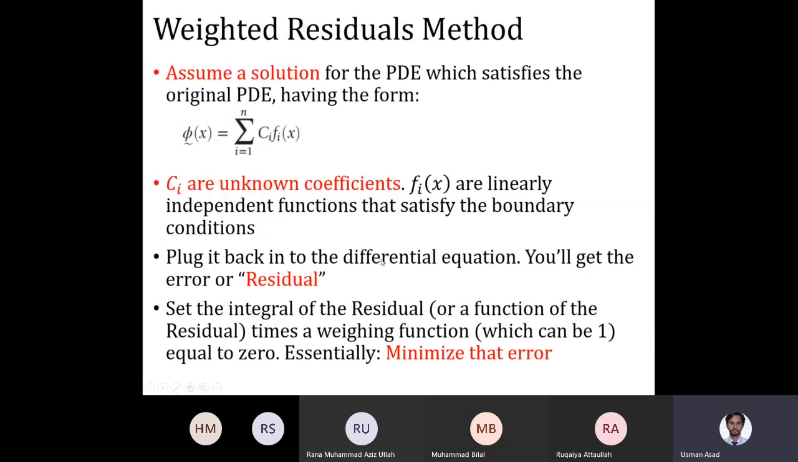Okay? So when you plug it back into the differential equation, you'll get the error, which is going to be called the residual. उसके बाद हमने कुछ तरीके करने हैं, काफी सारे तरीके available हैं. We are going to briefly discuss 4 of them, which are methods to minimize that error. ठीक है?